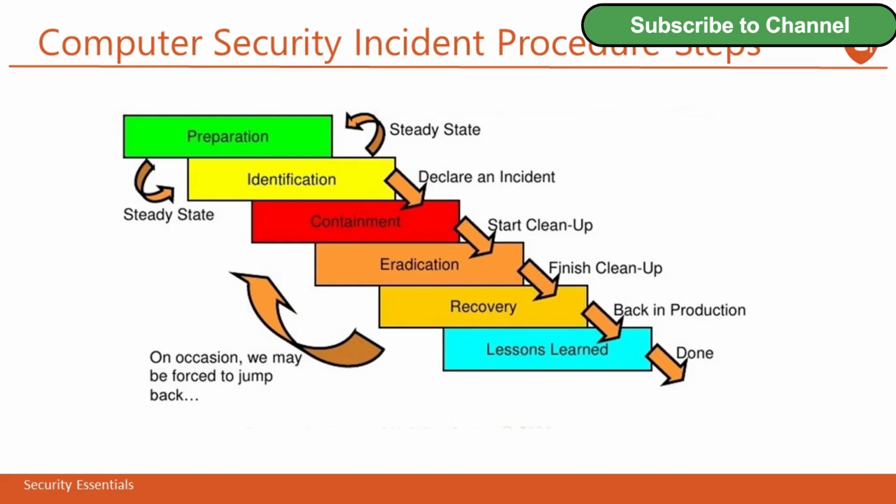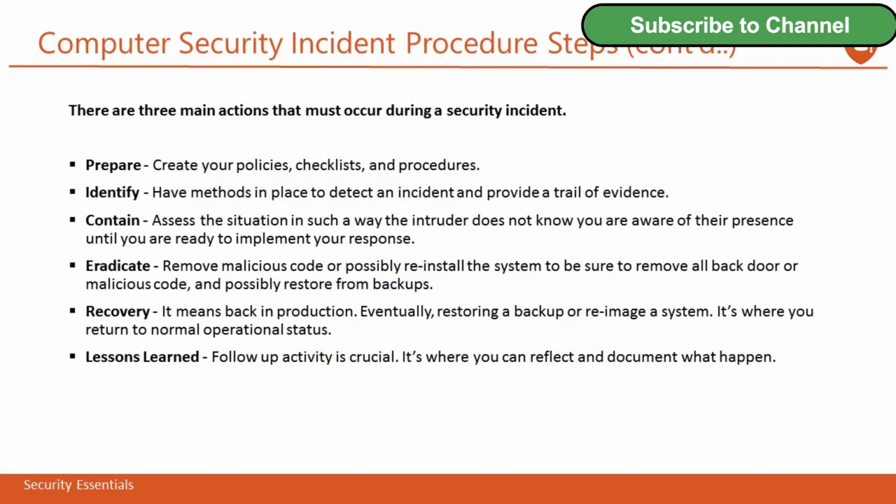We will now discuss each step in more detail. First is to prepare. Create your policies, checklists, procedures. Next is to identify. Have methods in place to detect an incident and provide a trail of evidence. Then containment. Assess the situation in such a way that the intruder does not know that you are aware of their presence until you are ready to implement your response.